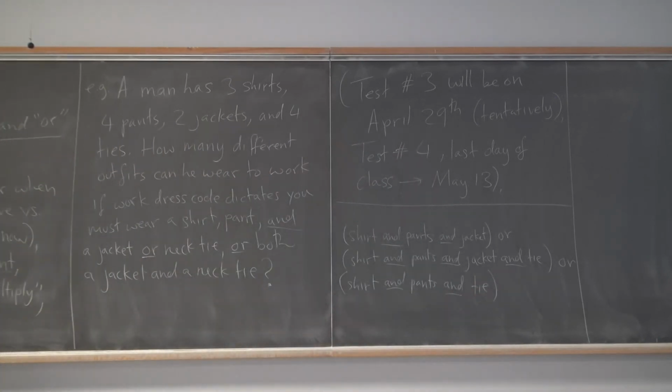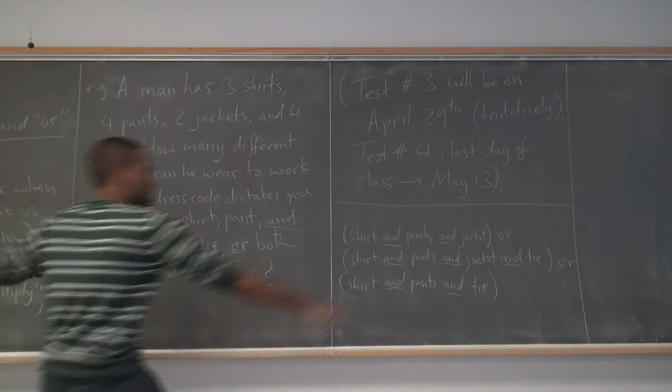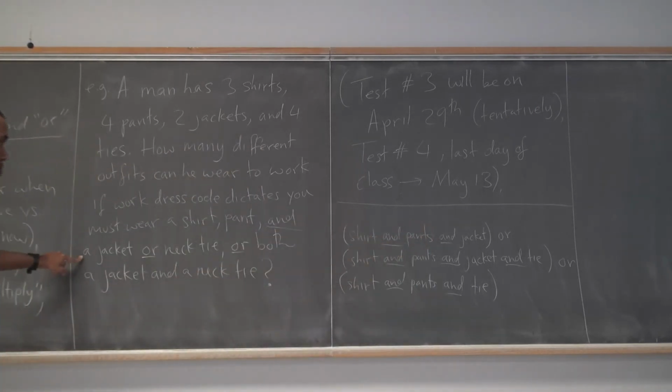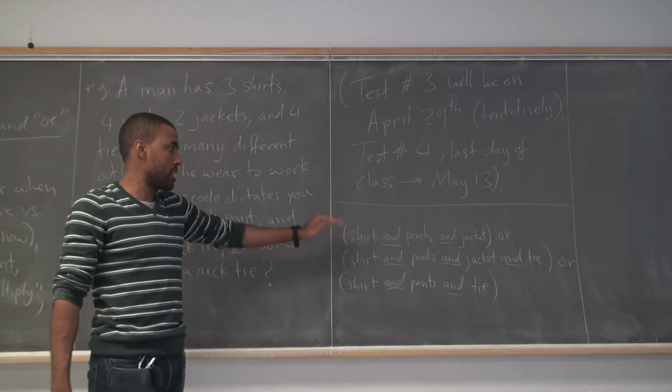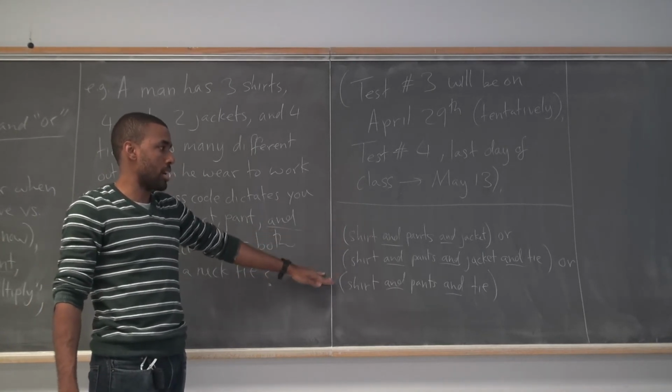Does that cover all the possible outfits? You must have a shirt and pants, so in all situations you must wear a shirt and pants. And he can wear a jacket, so that covers this situation. Or if he wants, he can wear a jacket and a tie, or only a tie. So this covers all the possible scenarios of the kinds of outfits you can make.